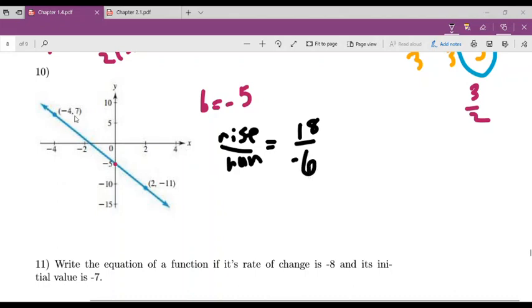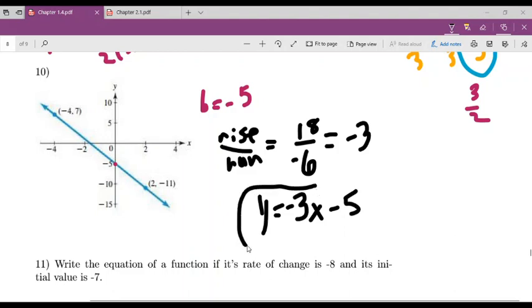Now if you want to start at this point, drop 18, and then run 6, that's fine too. You'll wind up with the same thing, because you'll drop 18, which made the 18 negative. You'll run 6, which stays positive. You'll still wind up with 18 over negative 6, or if you want to write it the other way, negative 18 over 6, which is the same thing. Now 18 divided by 6 is simply going to give you a negative 3 here. Okay, so if I go write this equation, I'm going to go y equals negative 3x minus 5. And that's the equation of that graph.